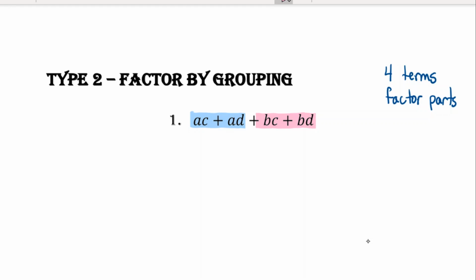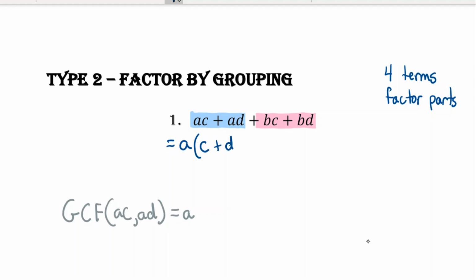So find the GCF of our first terms, so our AC and AD, and you'll get an A shows up in both. So that's our GCF of that. So we'll put that out front, and then A times what gives me AC? That's just C. And then A times what gives me AD? That's just a D.